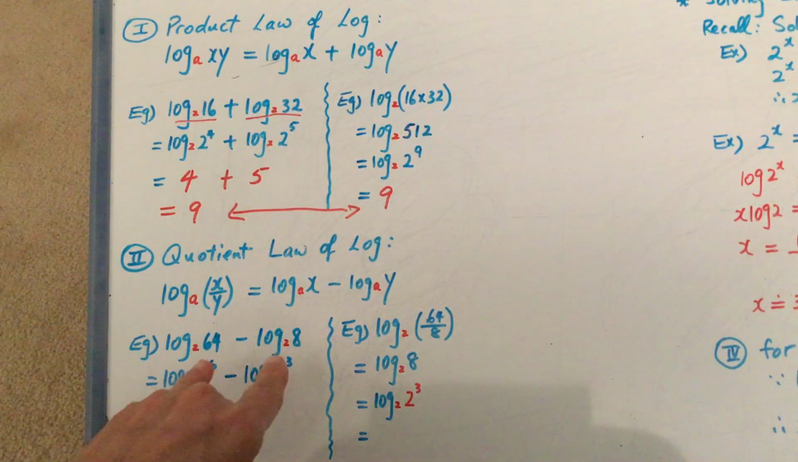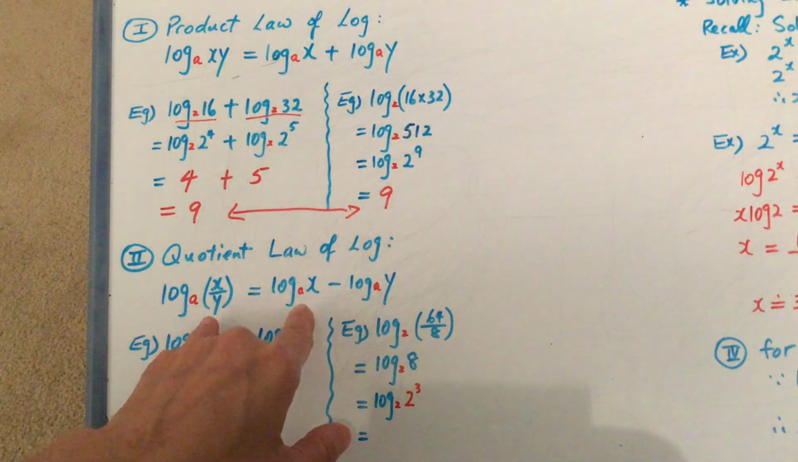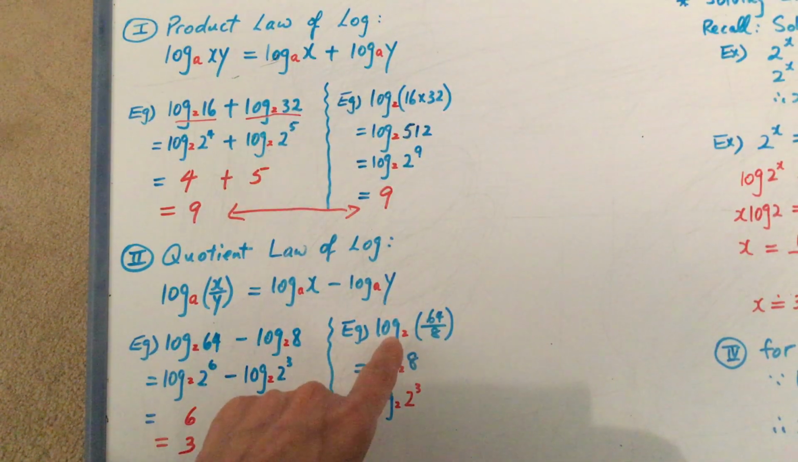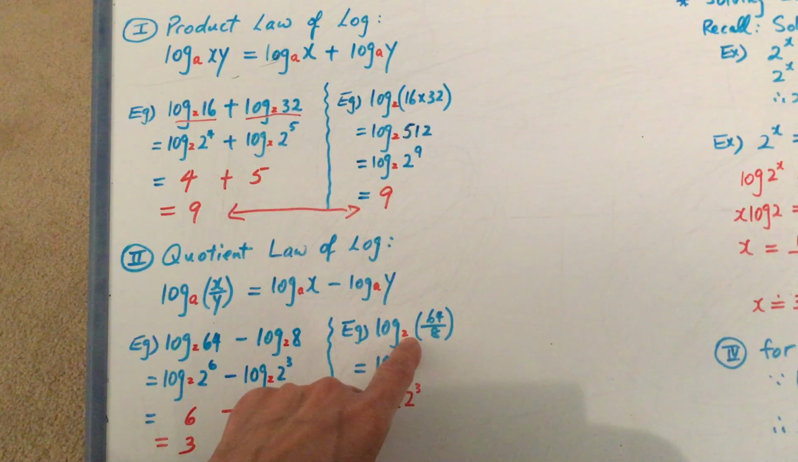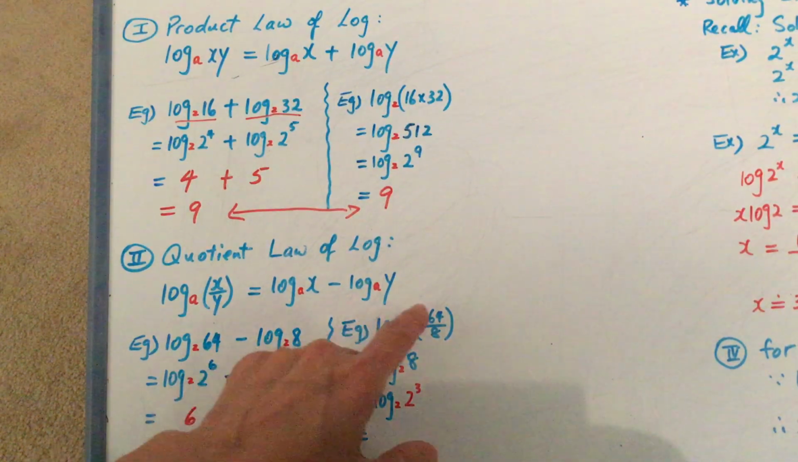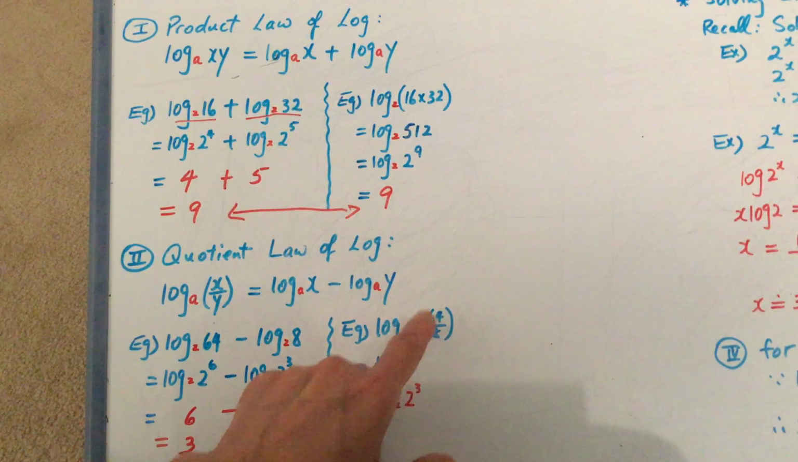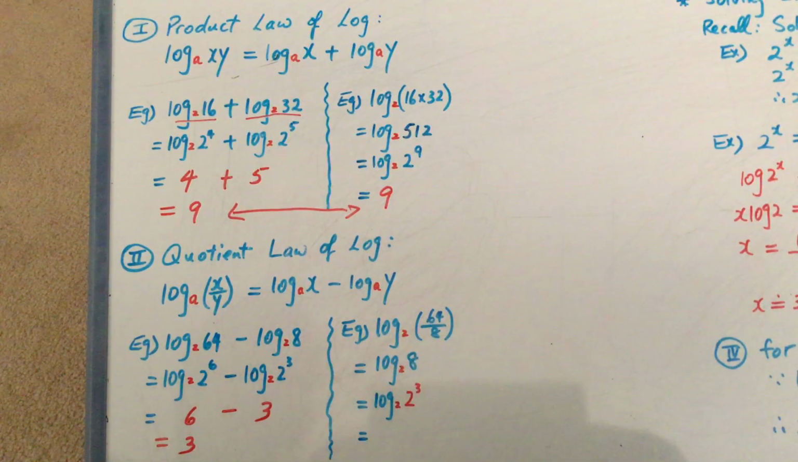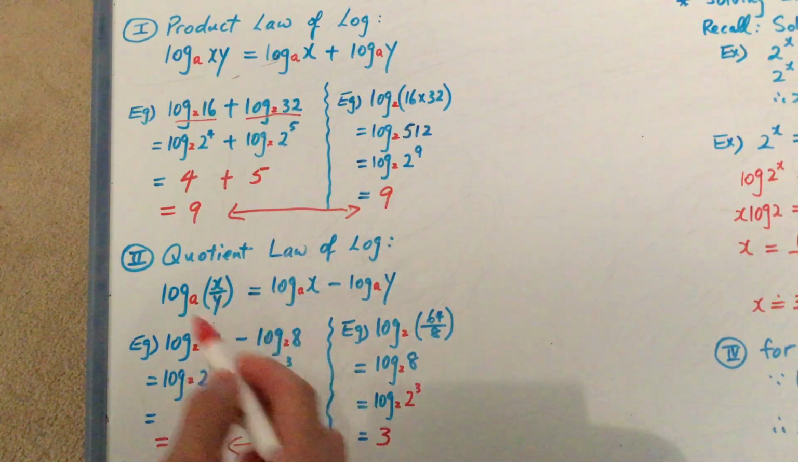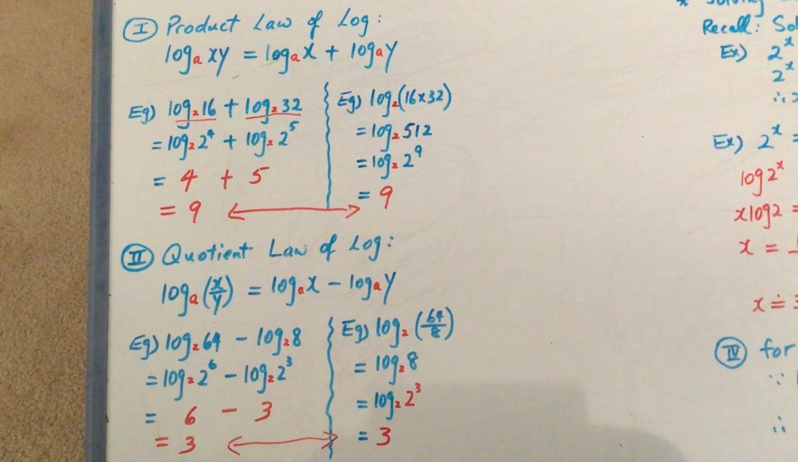Now, let's check if this is true according to our quotient law. Log with the base 2, when you divide the 64 by the 8, you get log 2 of 8, and log 2 of 8 rewritten in base 2 is log 2 of 2 to the power of 3. Okay, and that is going to be equal to 3. So again, we know that this works for the quotient law.